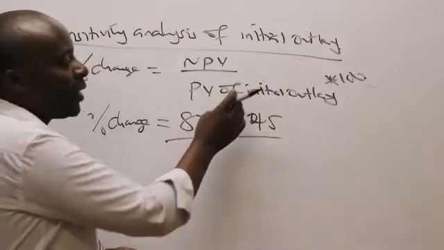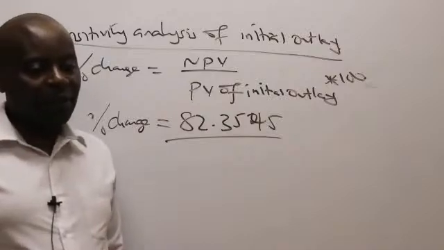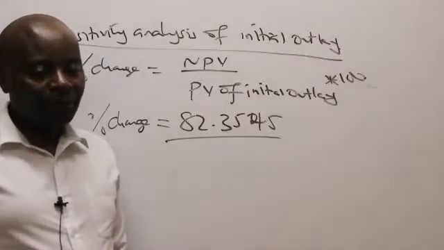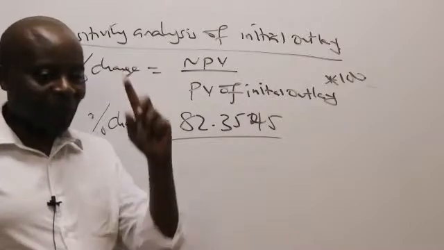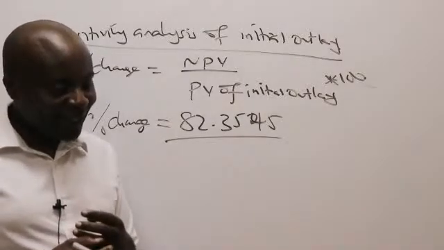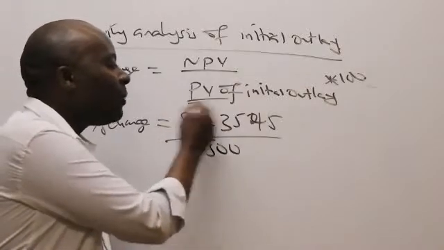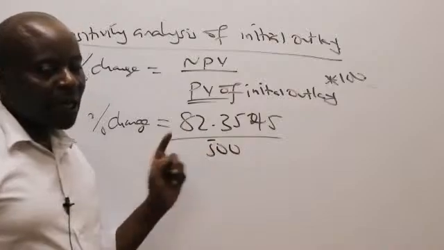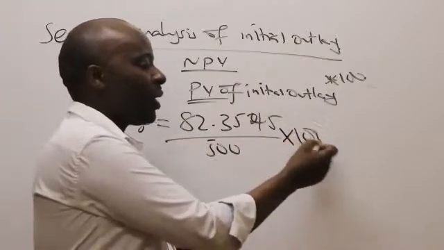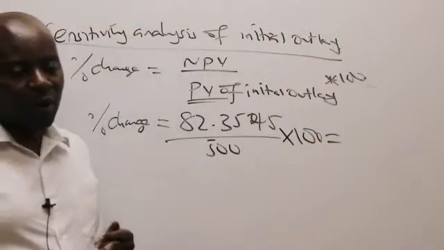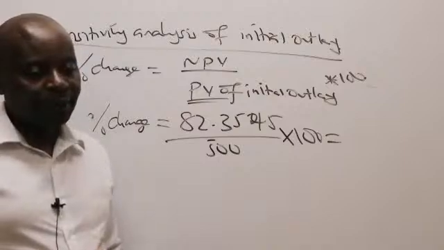How about the present value of the initial outlay? Do you remember the initial outlay? 500. And remember, the initial outlay is already present valued. You can't discount it again. So you take this divided by this times 100.